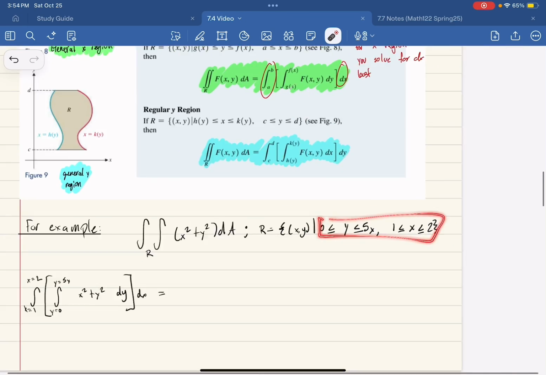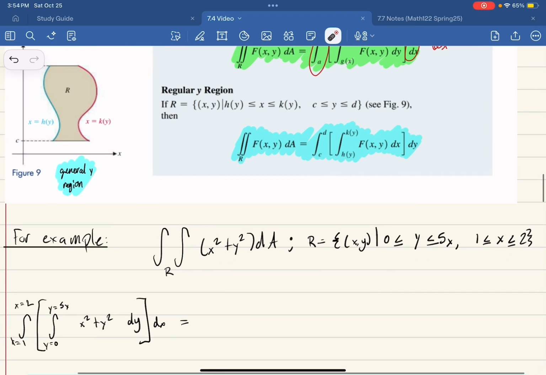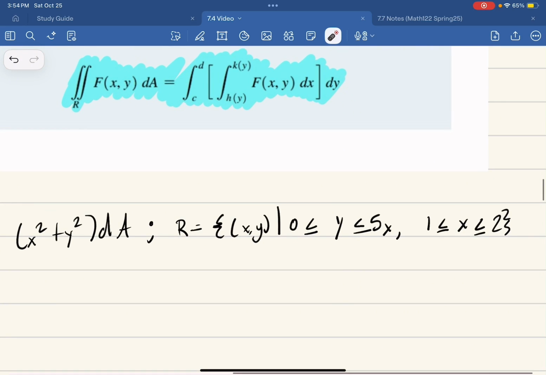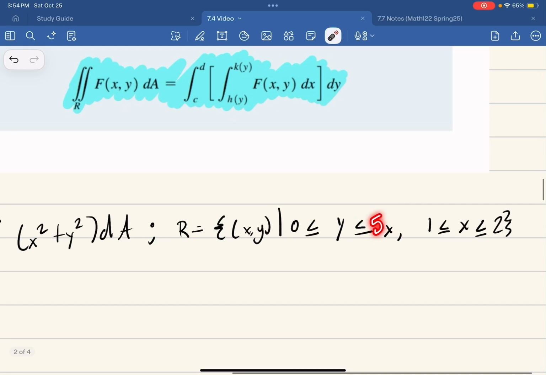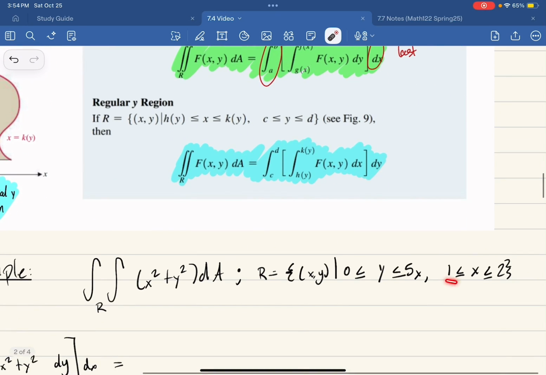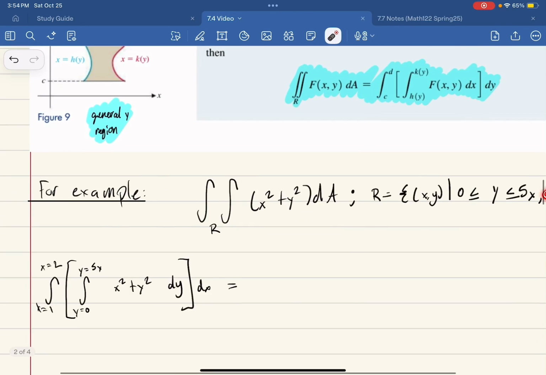the integrals. In this case, it makes sense to solve it according to the x region, because for y here, we see that we have a 5x. We can't solve for this last, because if we solve for this last, then we're going to be left with an x when we need a real number as an answer. So we're going to be solving for the x region, and as it was just mentioned, when we solve for the x region, we solve for dx last. And so we reserve x for the last part right here.